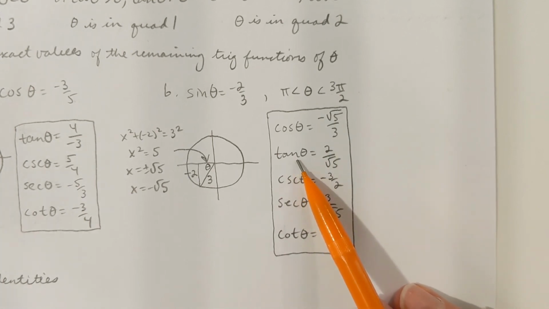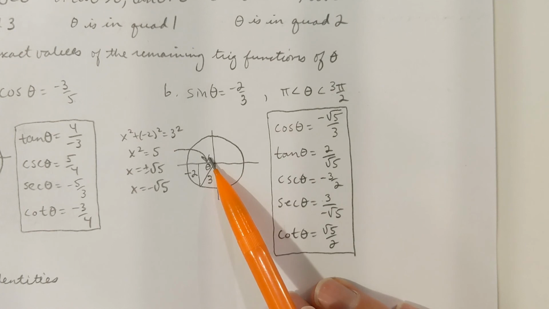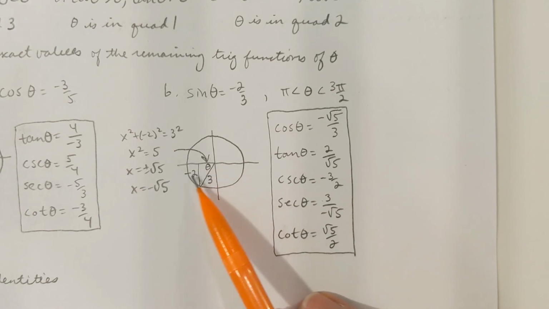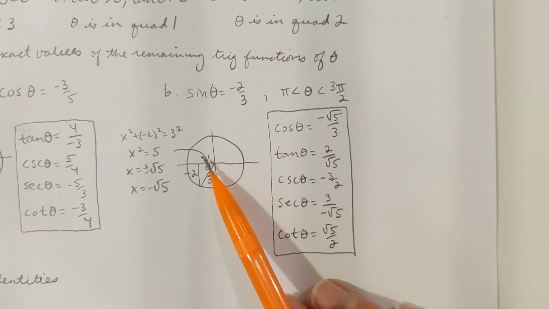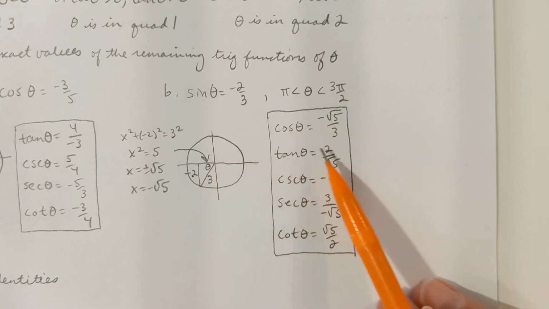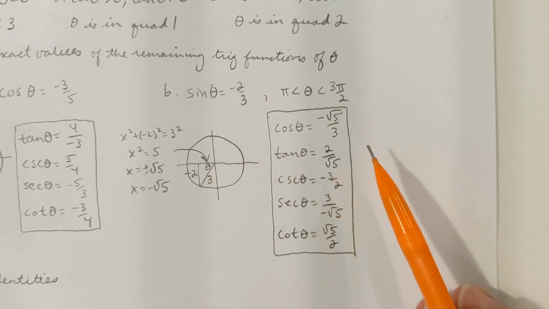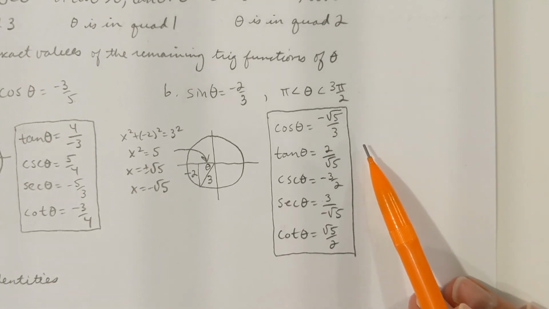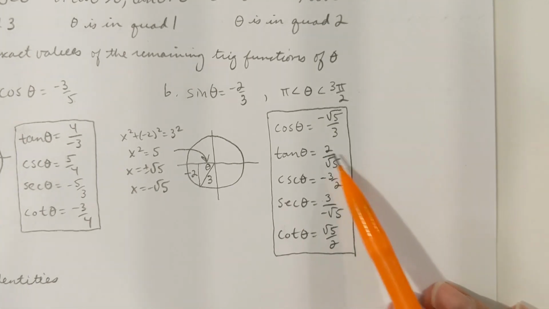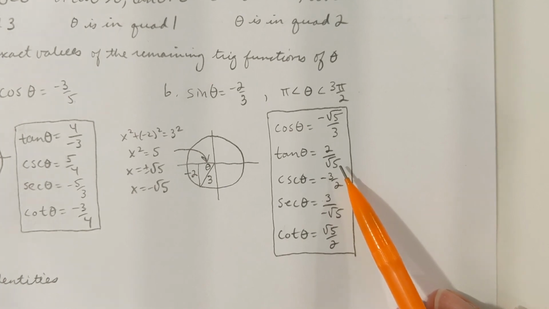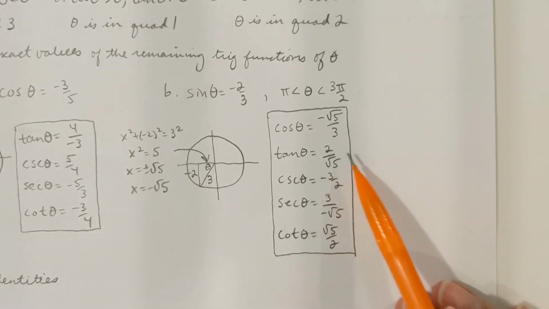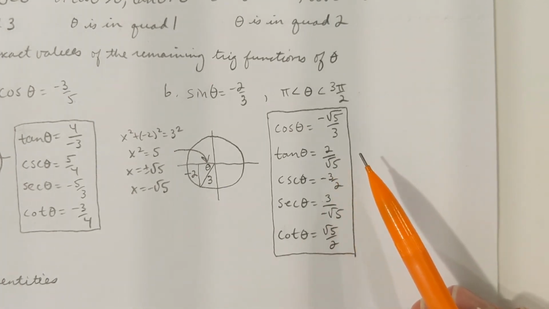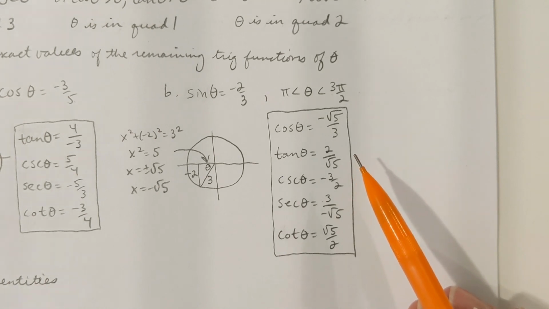Tan theta is opposite over adjacent. Negative 2 over negative root 5. Negative over negative is positive. So 2 over root 5. Of course, simplify, like you'd do in any other math problem. And as I mentioned in the last video, you don't need to rationalize the denominator. Unless they're telling you to do that, don't bother doing that.